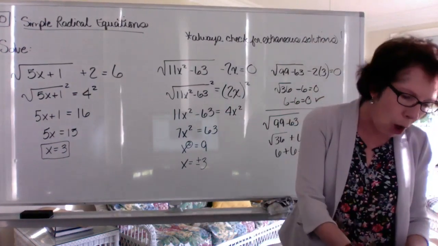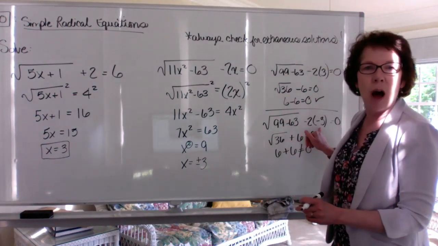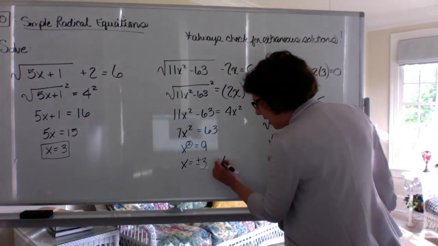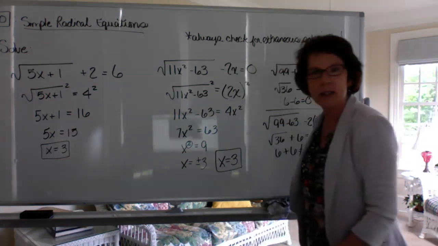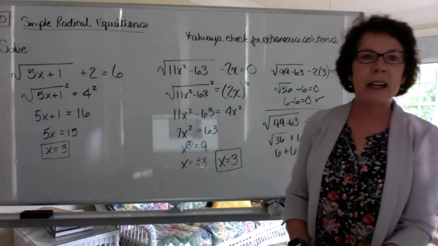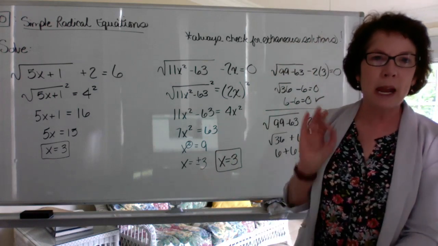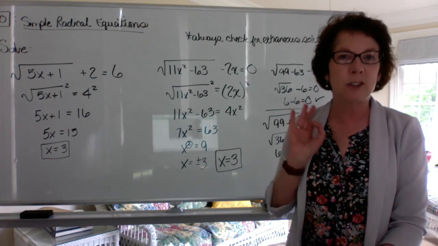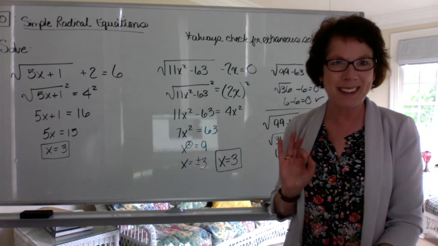Okay. So, what do I know? Negative 3 is not a solution. And so I come down to the side here and I box x equals positive 3 only. I had an extraneous solution of negative 3. So anytime you square both sides of your equation, you're going to have to check your answers. Always check them when you square both sides.